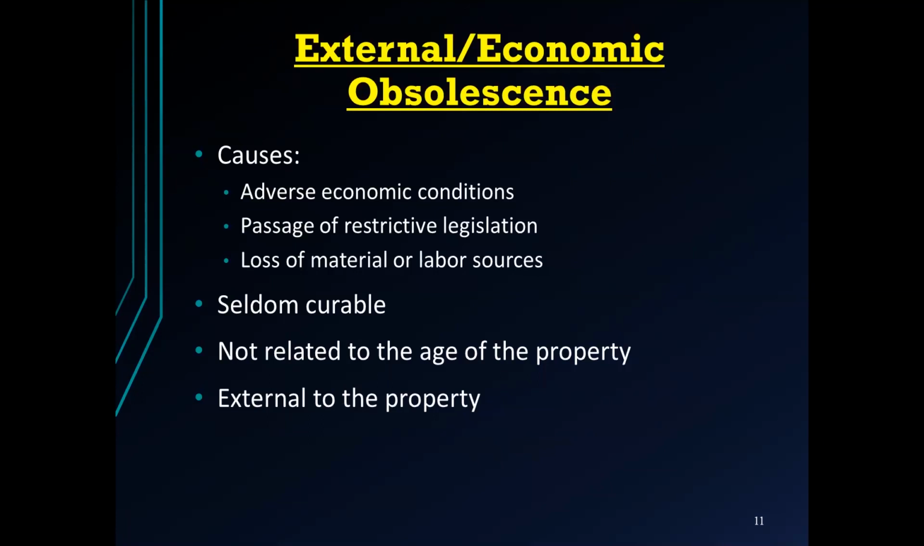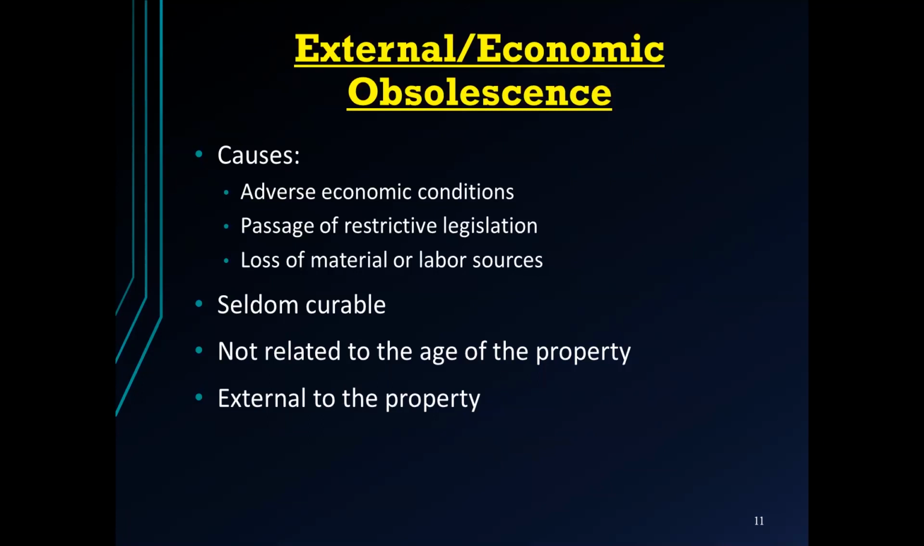This is also not related to the age of the property. And again, it's external to the property. So this is where the distinction is between economic obsolescence and functional. Functional is intrinsic to the property. Something about that property no longer meets market standards. It doesn't function like it's supposed to, whatever the situation is. Whereas economic obsolescence has nothing to do with that. It's totally outside of the property, and it can also go away.